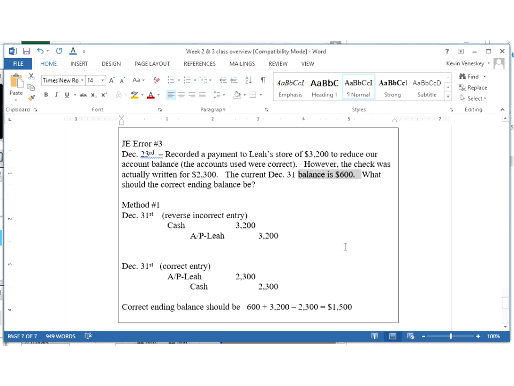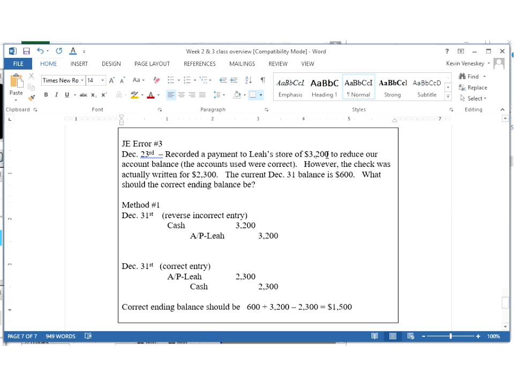So the current balance for Leah's account that we still owe shows $600, but that can't be right because we made a mistake. So what I want us to do is not only to do the correcting journal entry, but what is the correct balance to that ending account payable for Leah's. All right, so I'm going to revert here back to method 1 and do a reverse entry. So the reverse entry, if we want to think about it, if the right accounts were used, it may help here in this process to think, what was the journal entry, the incorrect one, that was used back on the 23rd of December? And well, what we got was a reduction of our debt.